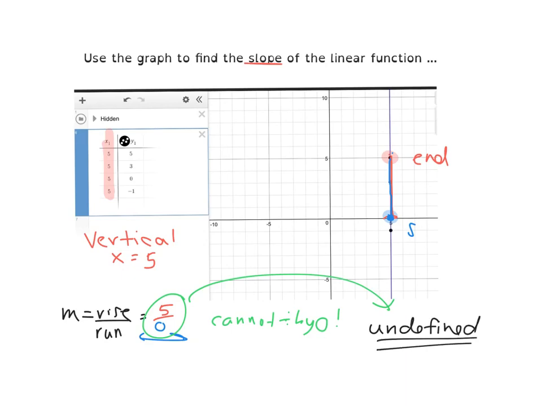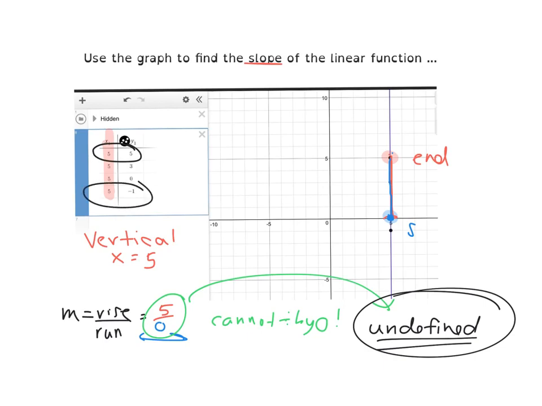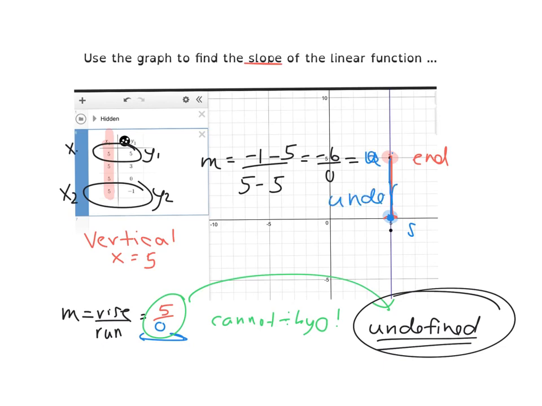So the slope of a vertical line is undefined. Now if we do this in our second way, if we just pick 2 points, like (5, 5) and (5, -1), we'll label this x1 and y1, x2 and y2. So our slope formula, y2 minus y1 over x2 minus x1, would give us -6 over 0. And again, we can't divide by 0, so that would tell us that the answer is undefined. Not 0, undefined. So the slope of a vertical line is undefined.